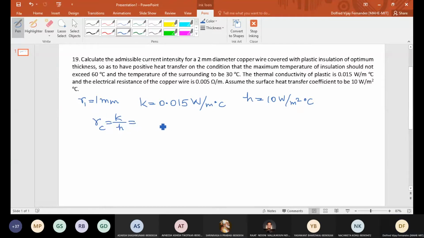What is the value? What is the critical radius? 1.5 millimeter, right? Okay, so R1 is 1 millimeter, so R2 is equal to 1.5 millimeter. Thickness of the insulation? So 0.5 millimeter.